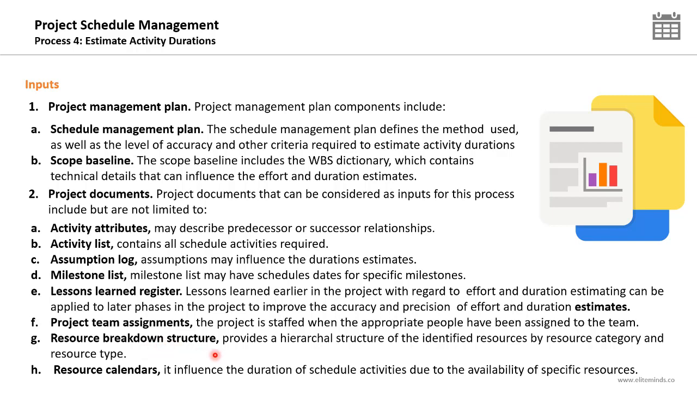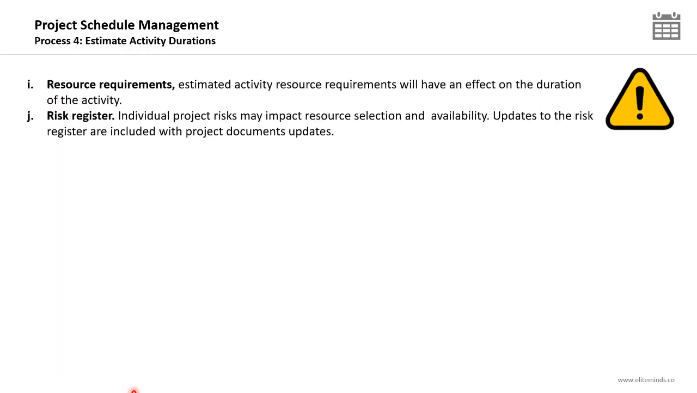It provides a hierarchical structure of the identified resources by resource category and resource type. And finally, the resource calendar, which influences the duration of scheduled activities due to the availability of specific resources. So if you want to know a specific resource availability in the project, you just need to look at the resource calendar. Project team assignments, RBS, and resource calendars will be discussed further in the resources management knowledge area.